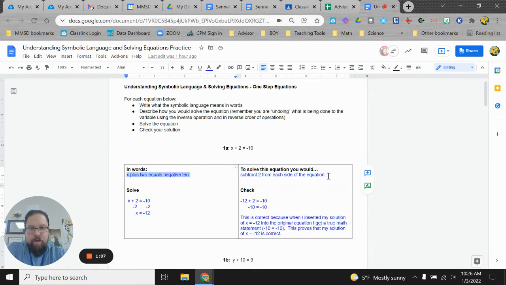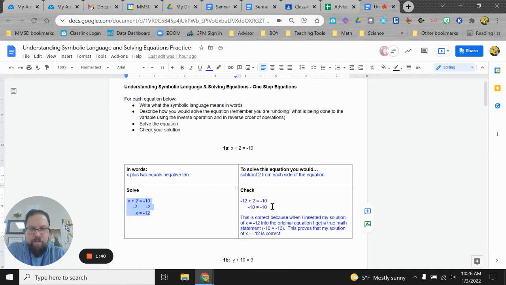To solve this equation, in this case we have a plus 2 here. So to make a zero pair or do the opposite, we subtract 2 from each side of the equation. Remember that whatever we do on one side of the equation, we have to do on the other. So here's what the solution would look like. You see I have the subtract 2, subtract 2. The plus 2 minus 2 is the zero pair. That's gone, leaving us with x equals negative 10 minus 2, which is negative 12.